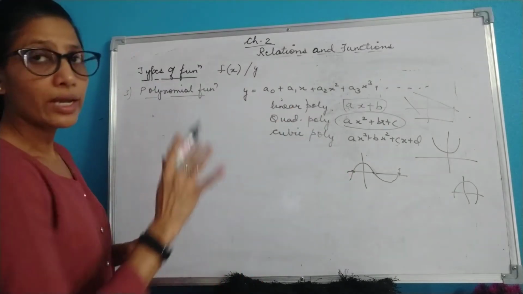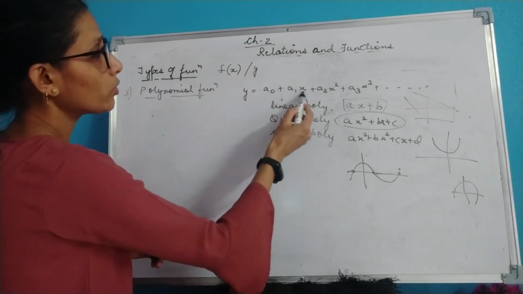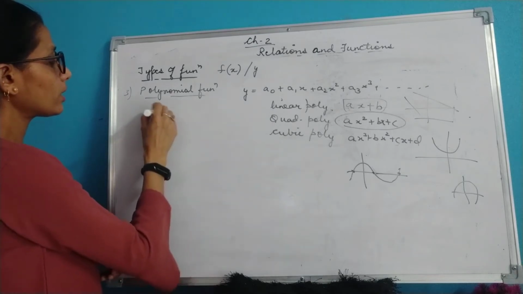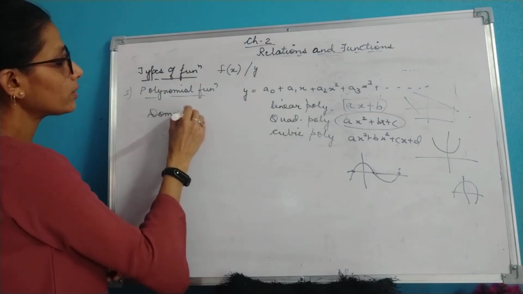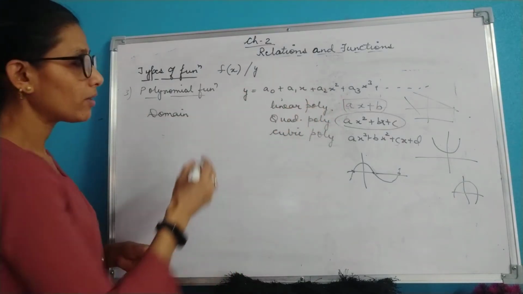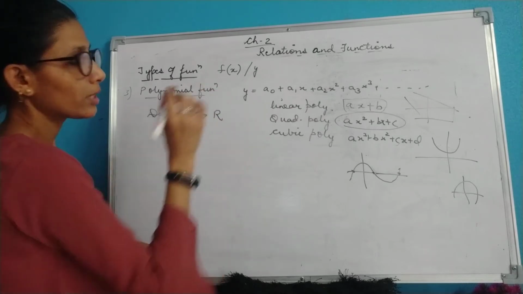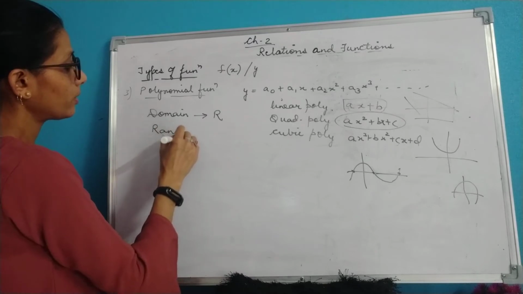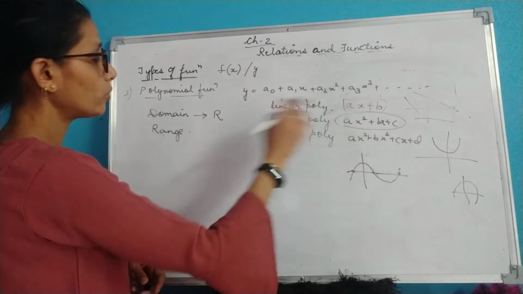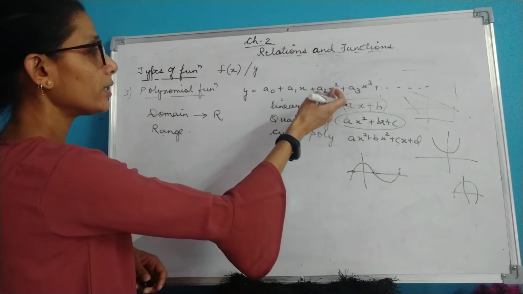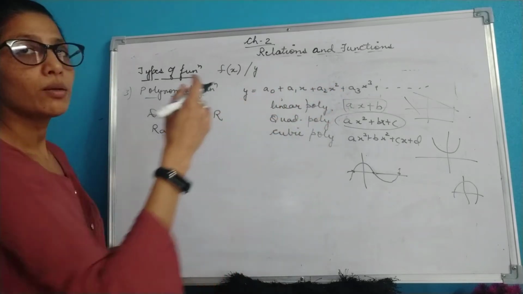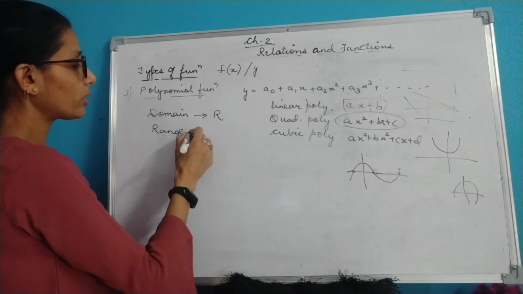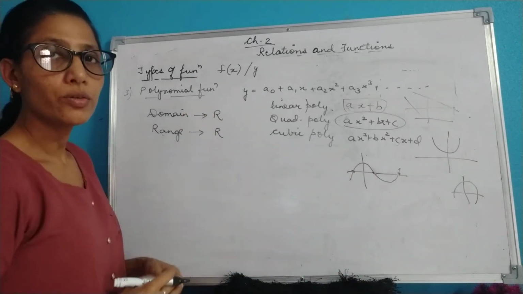The graph of the polynomial will depend on the value of x, that is, what value of x you are taking. So what can we say about the domain here? Domain here means you can take any value of x. That means the domain can take any real value. What about the range? Now if your domain is the real numbers, then again your range will be any real number, which will depend on the value of x. So the range will again be any real number.